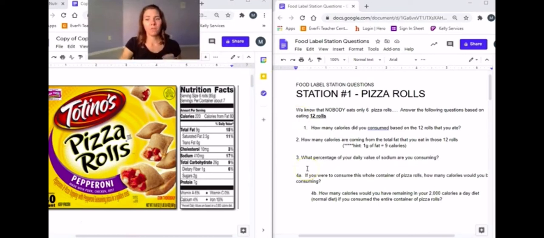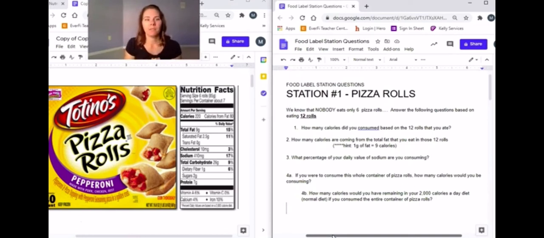Alrighty, so our first example is pizza rolls. I know we all love pizza rolls. They're delicious, they taste good, they're easy to make. But let's go ahead and take a look at the nutrition facts. Are they really healthy for us? Alrighty, so this is our nutrition label. A serving size is 6 rolls, so all of these numbers below are based off of 6 rolls. Now we're going to answer these questions based off of eating 12 rolls, so 2 servings.